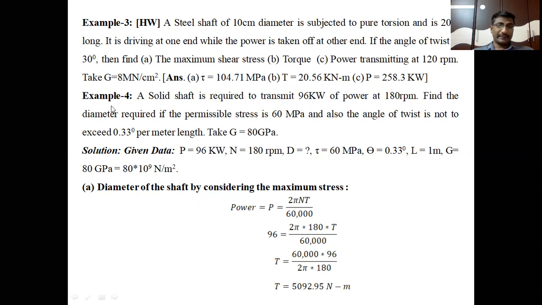Shall we go for this example 4? Example 4 is a solid shaft. Again, a solid shaft is required to transmit 96 kilowatts of power at 180 RPM. Power and speed of this shaft are given. Find the diameter required if the permissible stress is 60 megapascals. What is the diameter, capital D, required?